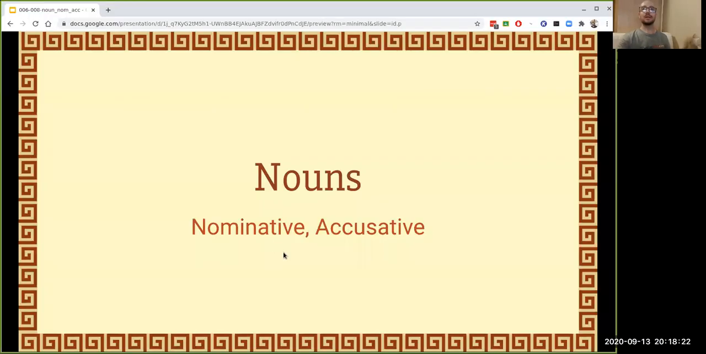Welcome, folks. So today we are going to be talking about nouns, and our discussion of nouns will begin with a few key terms, the nominative and the accusative cases. So let's take a look here. We'll look at how nouns are used as subjects in sentences and how they're used as direct objects.